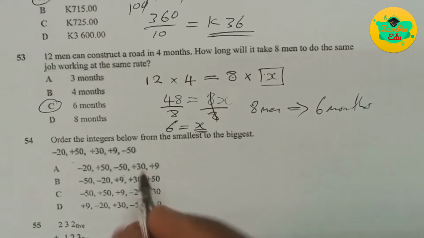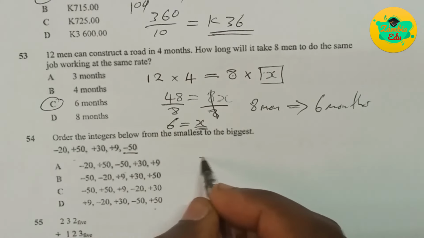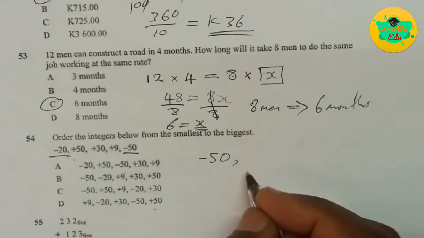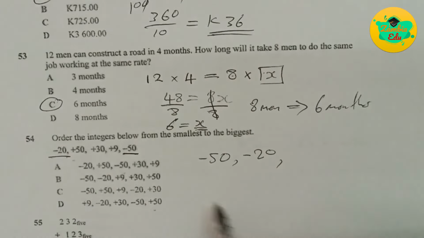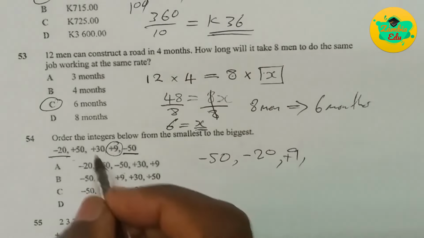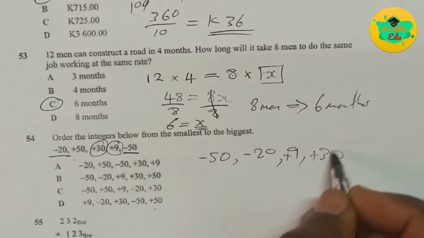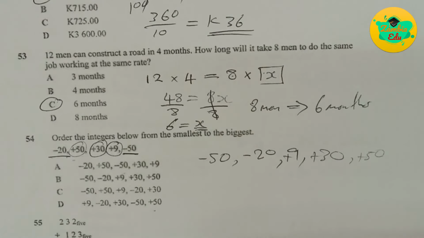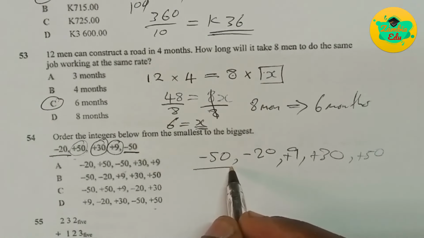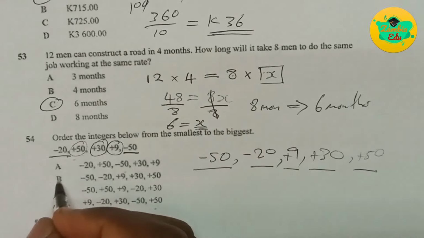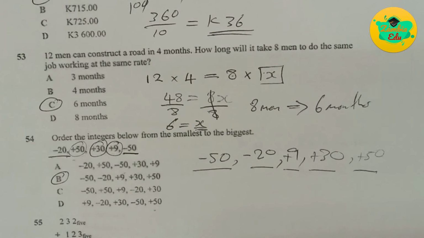So there, this one, negative 50 there, the highest negative number becomes the smallest. Then the second highest negative number there, 20. And then now we follow the arrangement. We have positive 9, and then we have positive 30, and then we have positive 50 at the end as our arrangement. So we're looking at negative 50, negative 20, positive 9, positive 30, positive 50, and that is B. So our answer for question 54 was B.